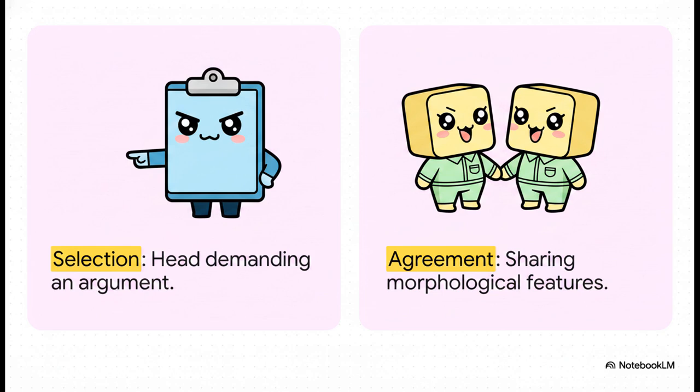Think of this as the ultimate matchmaker system. The head word, let's say a verb, is kind of like a really demanding boss. Selection is the fact that this boss is demanding a specific type of employee or argument to work with it. But agreement, that's the rule that says the boss and the employee absolutely must wear the matching uniform. They have to share morphological features to prove they belong together.